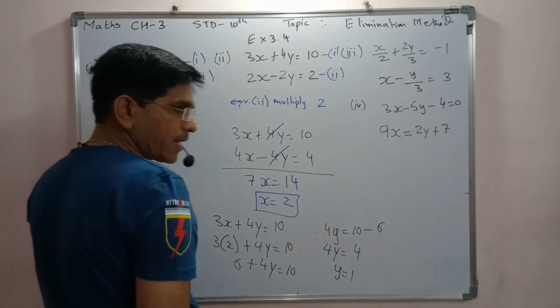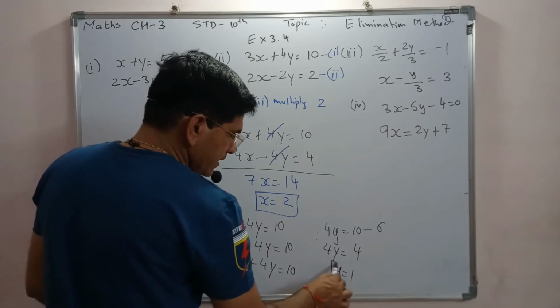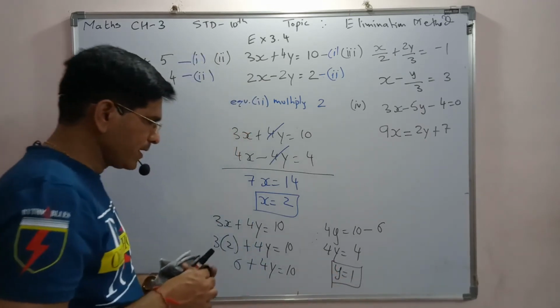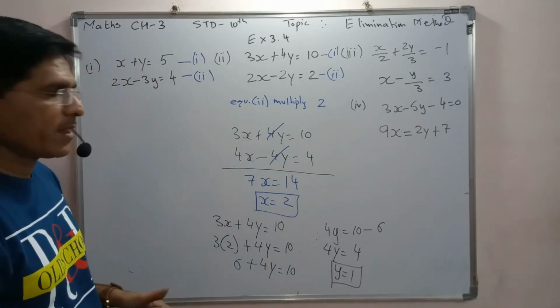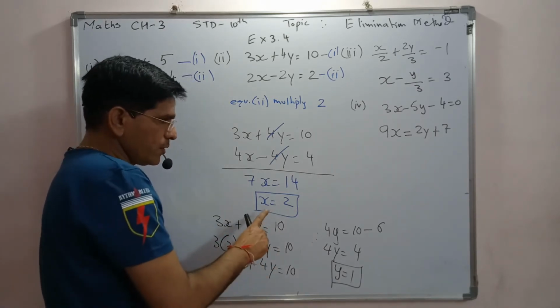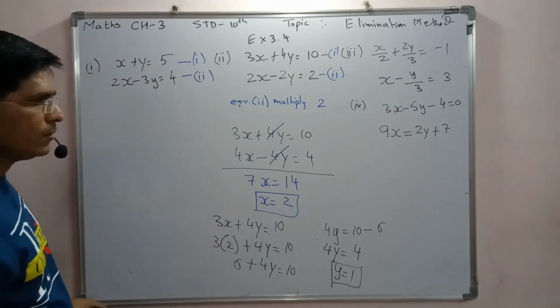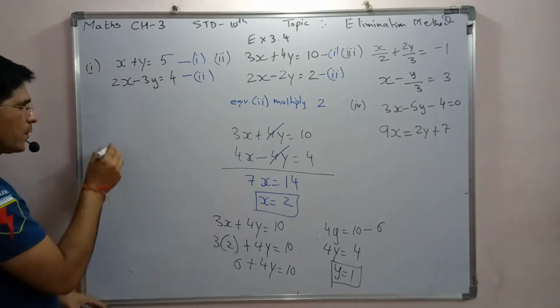Mostly students make a mistake where they cancel the 4 and put the value y is equal to 0. That is wrong. We get y is equal to 1. Now we can check whether our answer is correct or not. So x equal to 2, y is equal to 1. That we have to put in any of the equations.